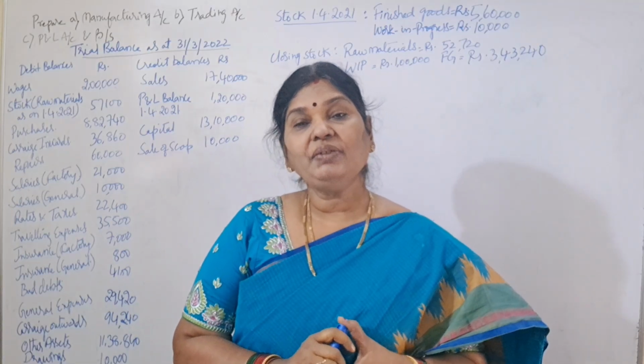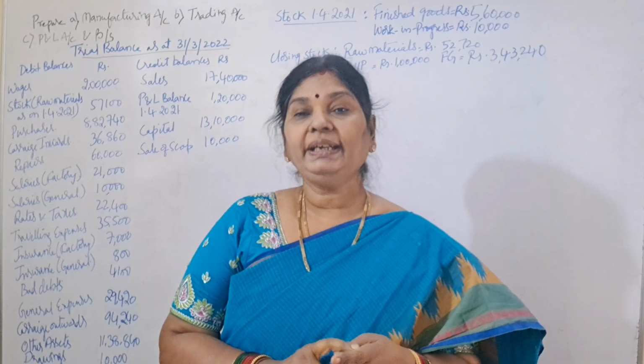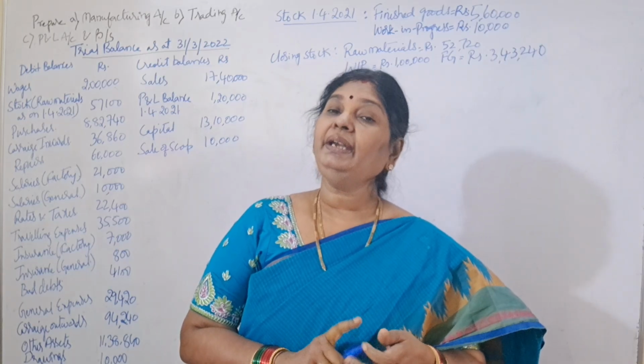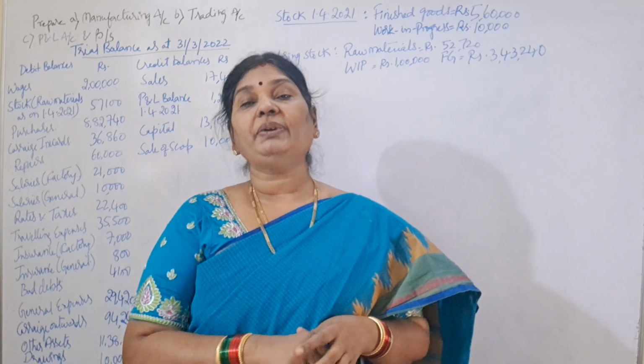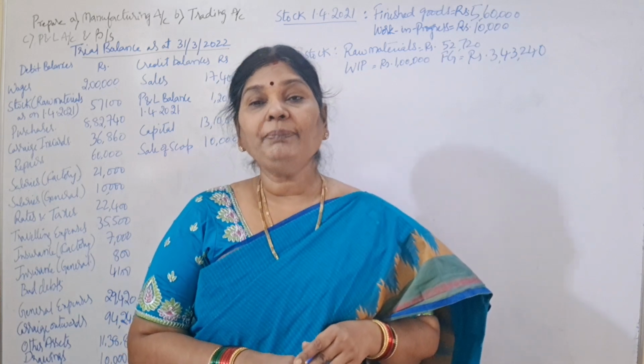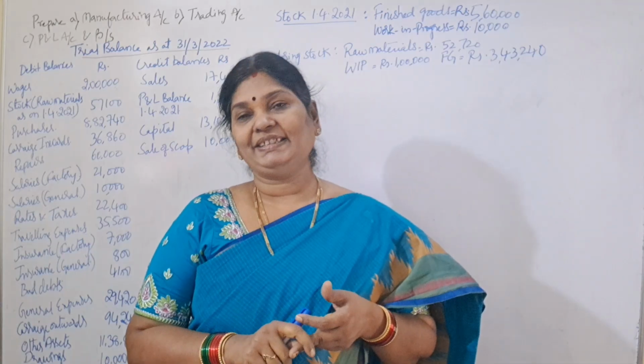So businesses involved with production will prepare manufacturing account, trading account, profit and loss account and balance sheet. And those businesses which are not involved with production will prepare only three statements, that is trading account, profit and loss account and balance sheet.